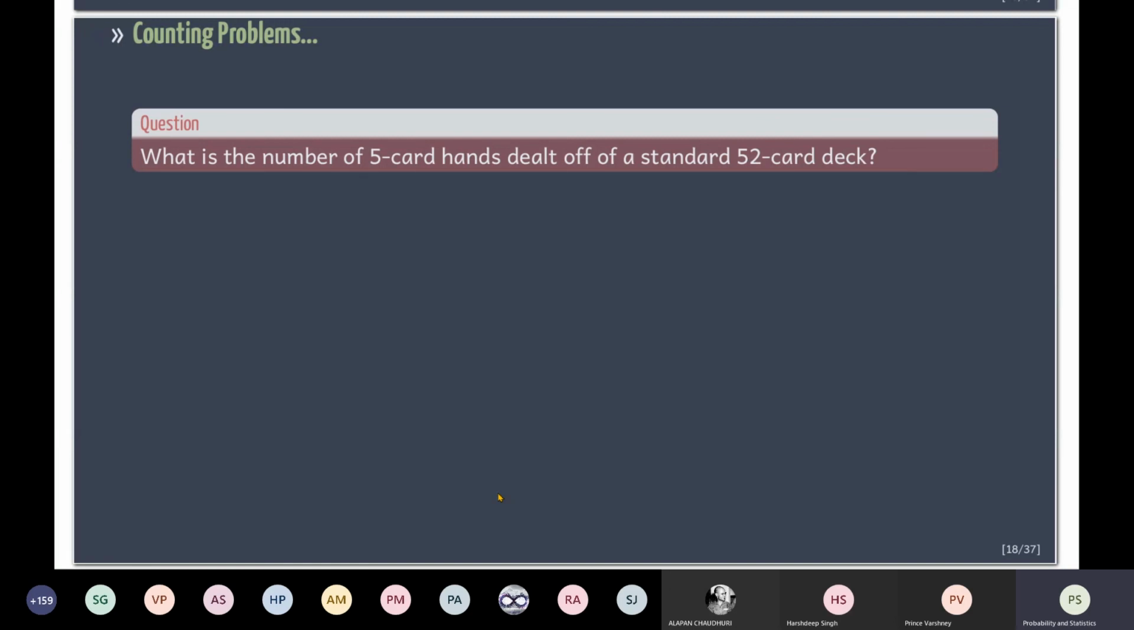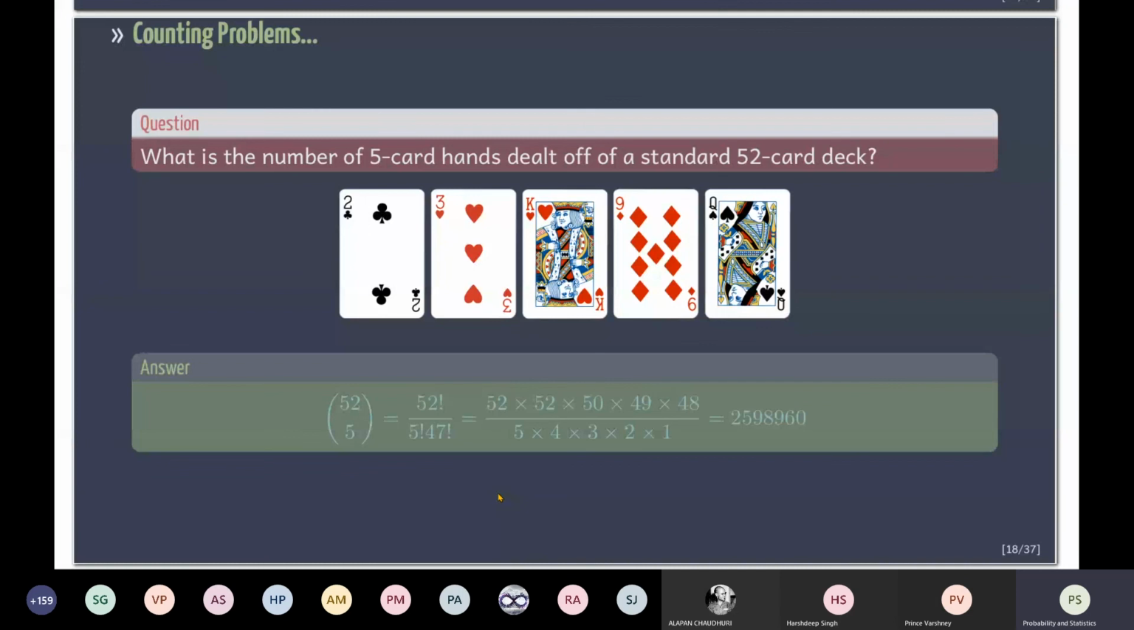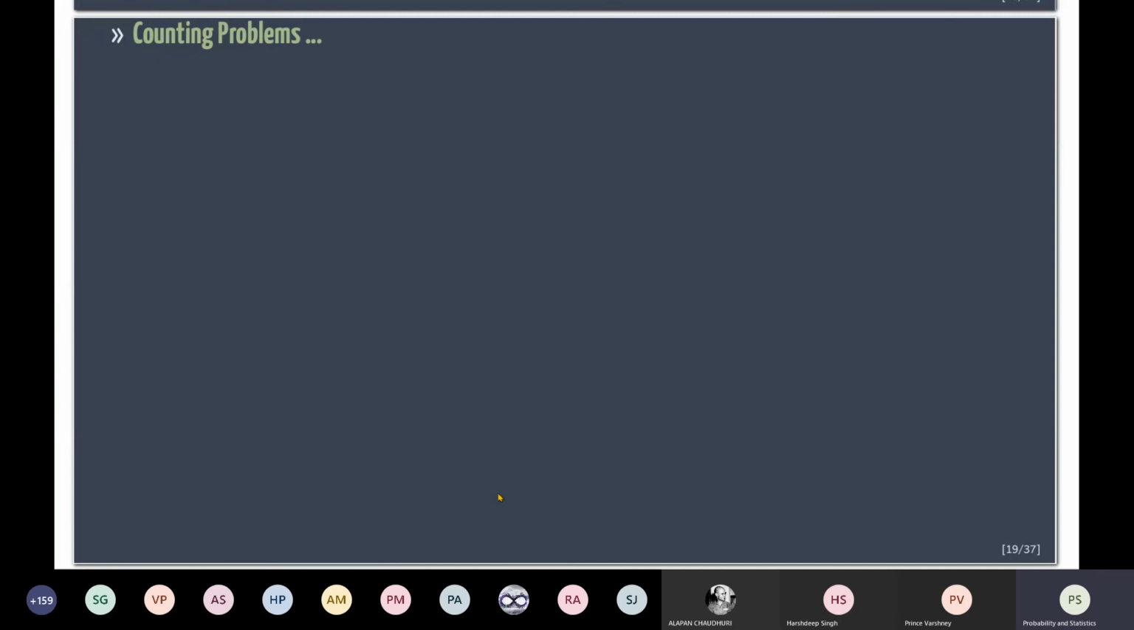So what is the number of 5 card hands dealt from a standard 52 card deck? N choose k, done. So 52 choose 5. Okay, so you know this. You're asking me to speed up, so I'm going to speed up.